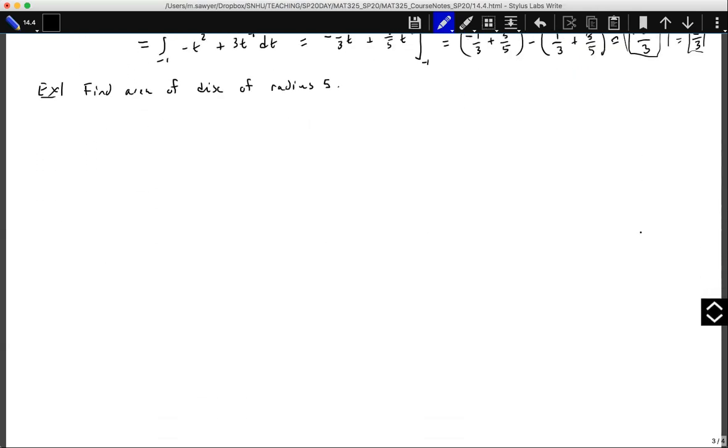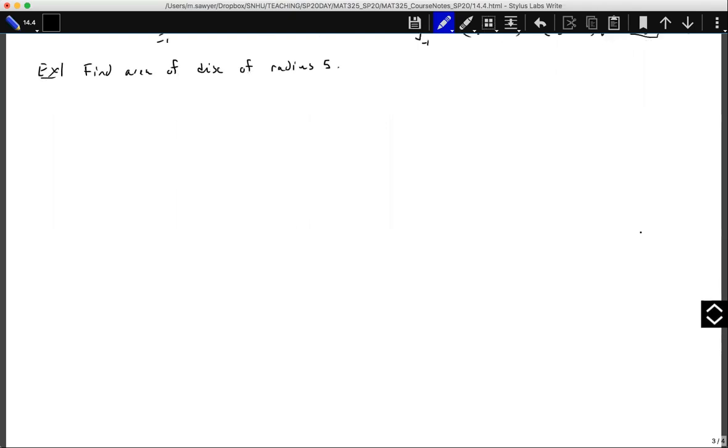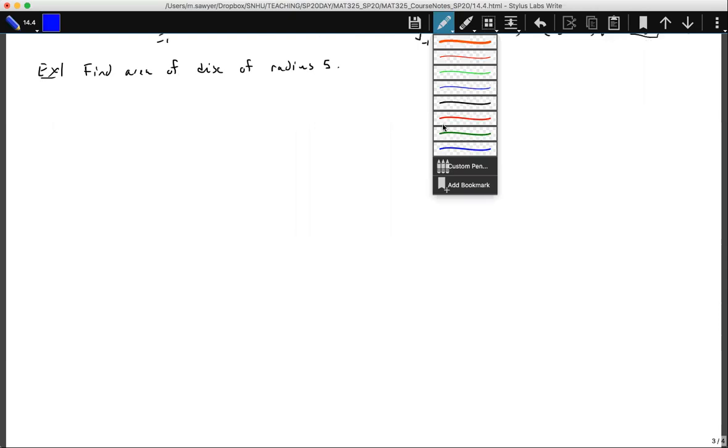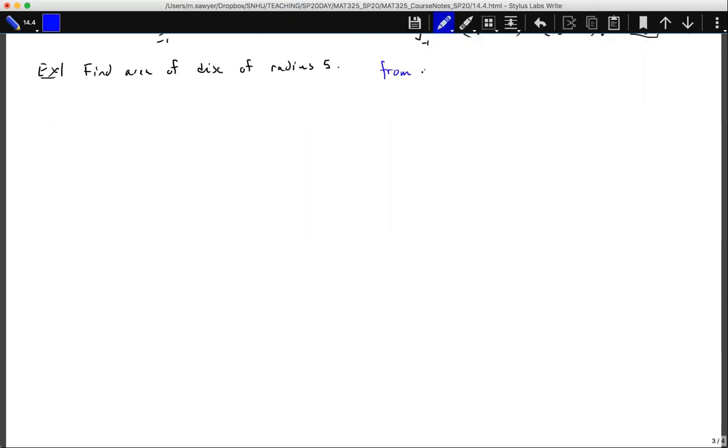So let's look at an example here where we're finding the area of the disk of radius 5. So from geometry, we know the area of the disk of radius 5, area equals pi r squared. So radius 5, we should get 25 pi. So we know this from geometry.